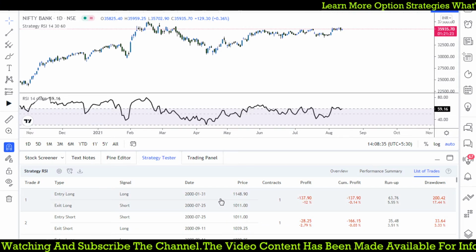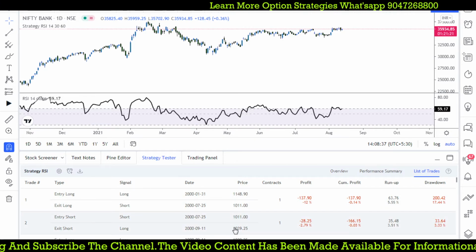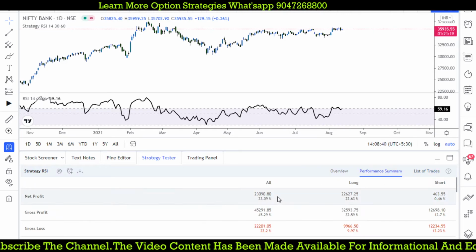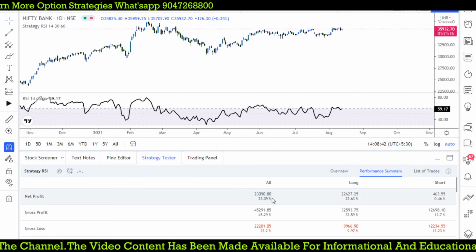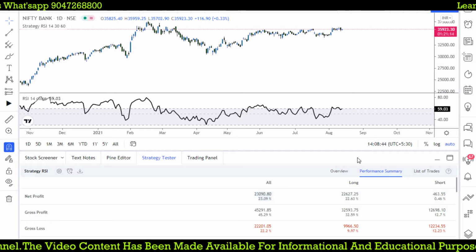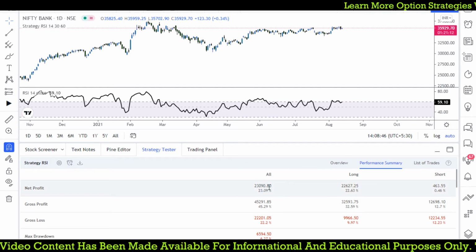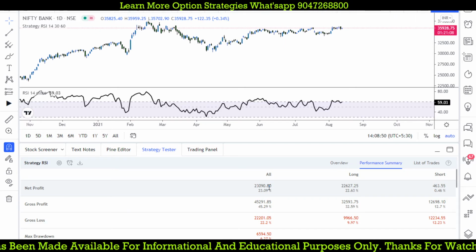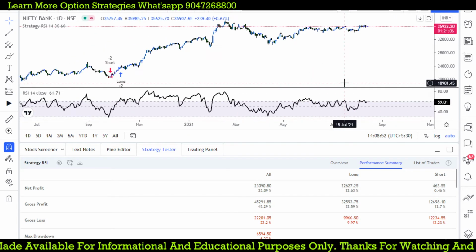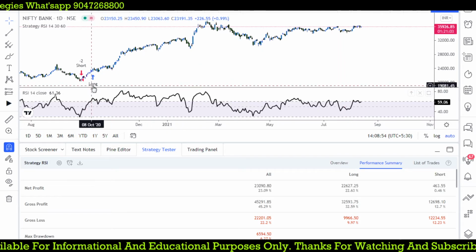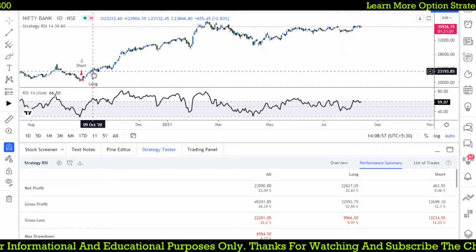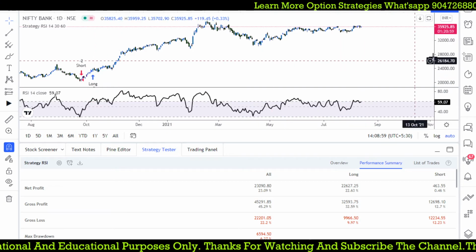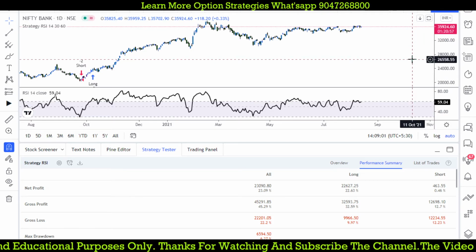So let's finally go for the daily chart, and you check that the trades happening from 2000, so almost 11 years, the profit for the trade is 23,000 points in Bank Nifty based on a simple strategy, that is nothing but RSI. When it crosses above 60, I'm going to buy. When it crosses below 30, I'm going to sell. So the last trade gave 23,000, and now the market is trading at 36,000.